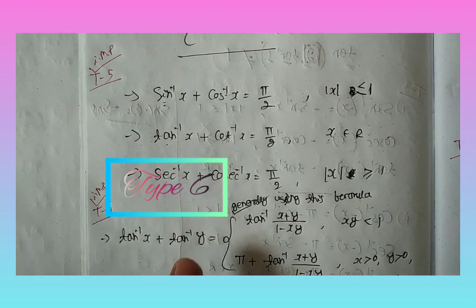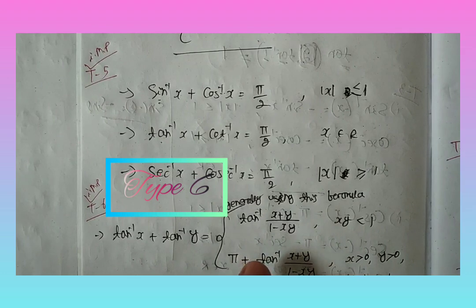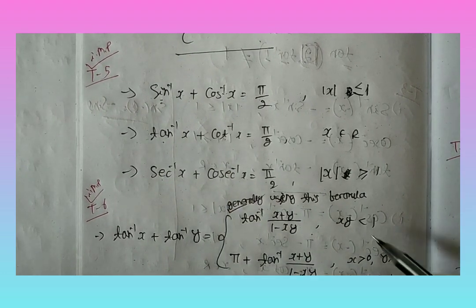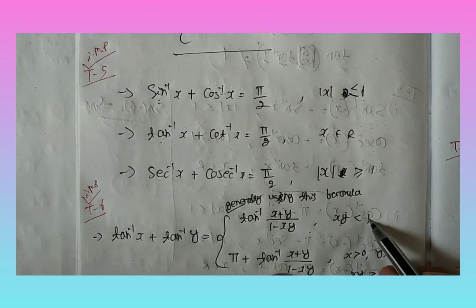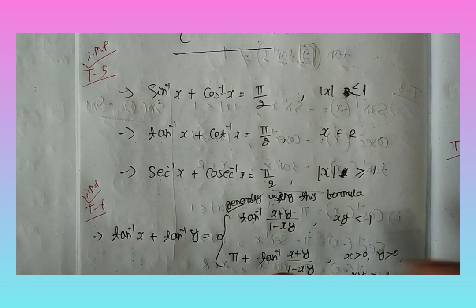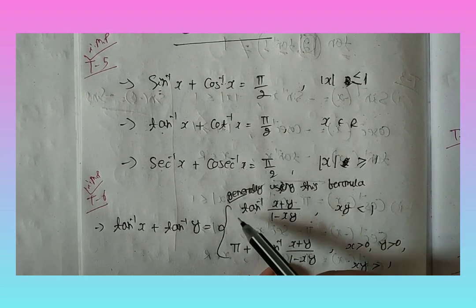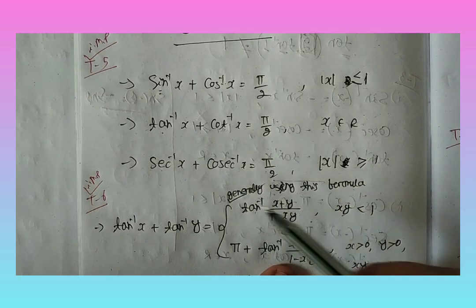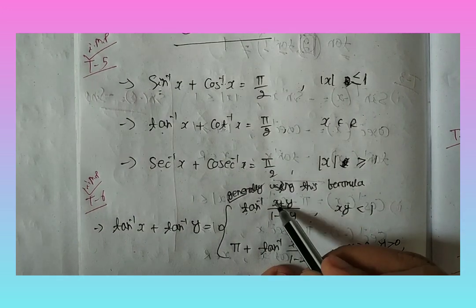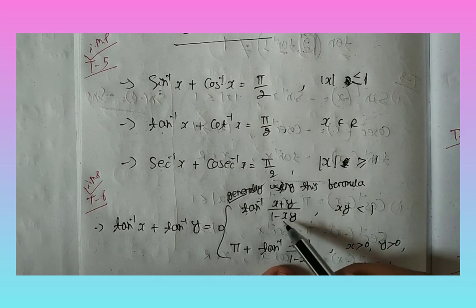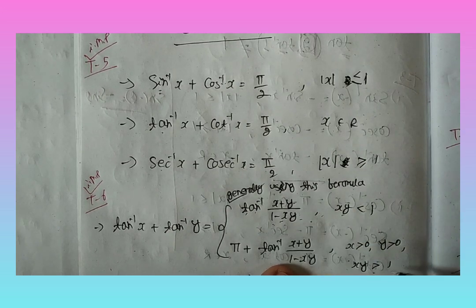Tan inverse x plus tan inverse y. There are two cases depending upon the value of xy. If xy is less than 1, you have to use this formula. If xy is greater than 1, we have to use this formula. Generally, we are using only this formula, that is tan inverse x plus y divided by 1 minus xy. If it is greater than 1, we have the same formula, but we have to add a pi symbol.